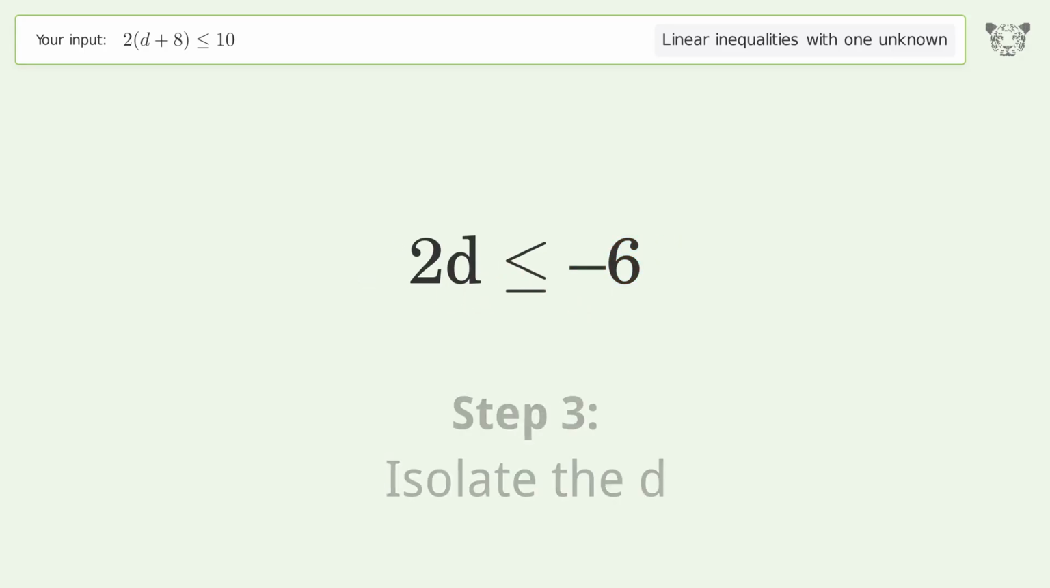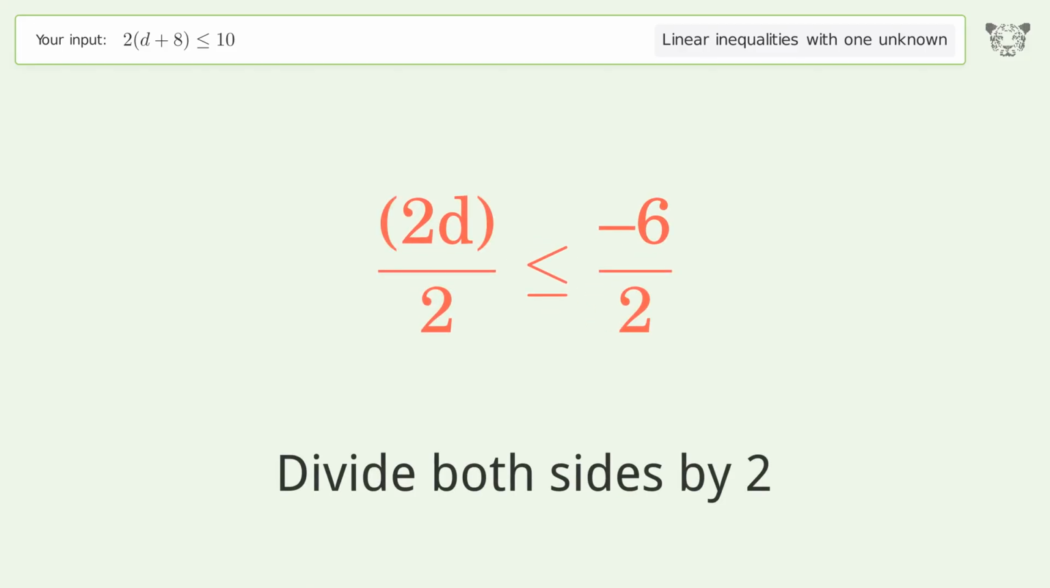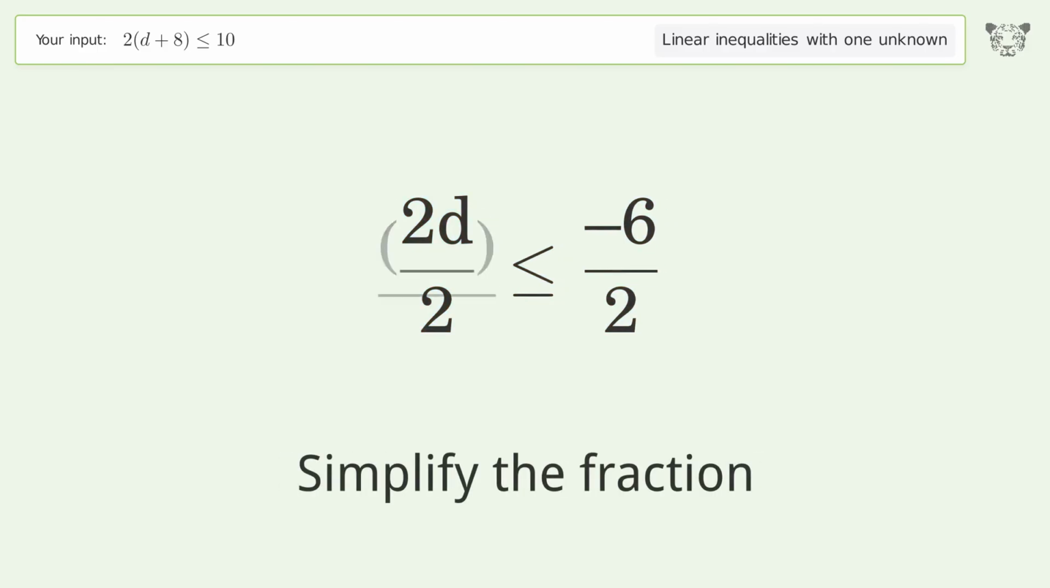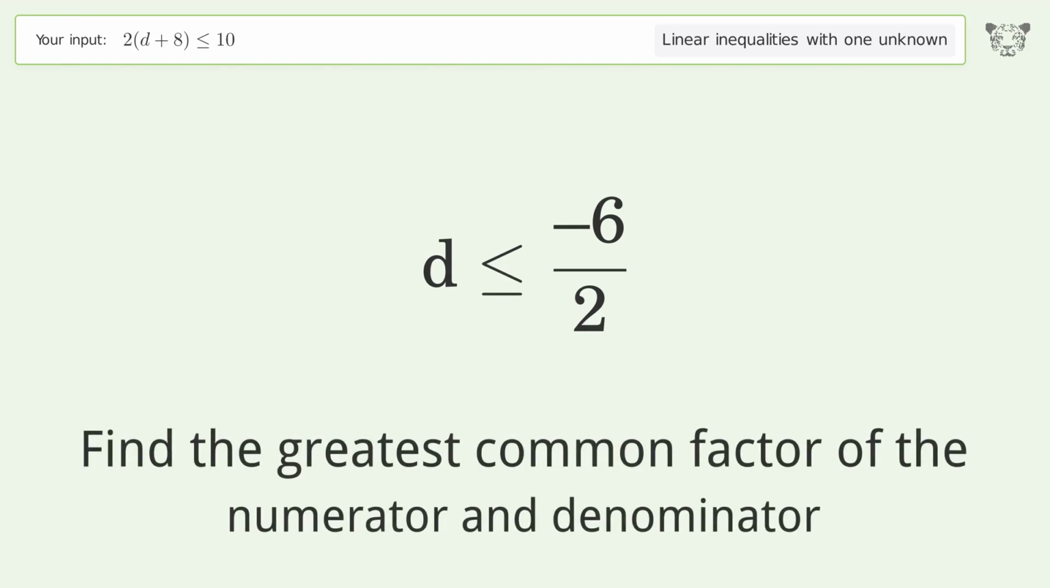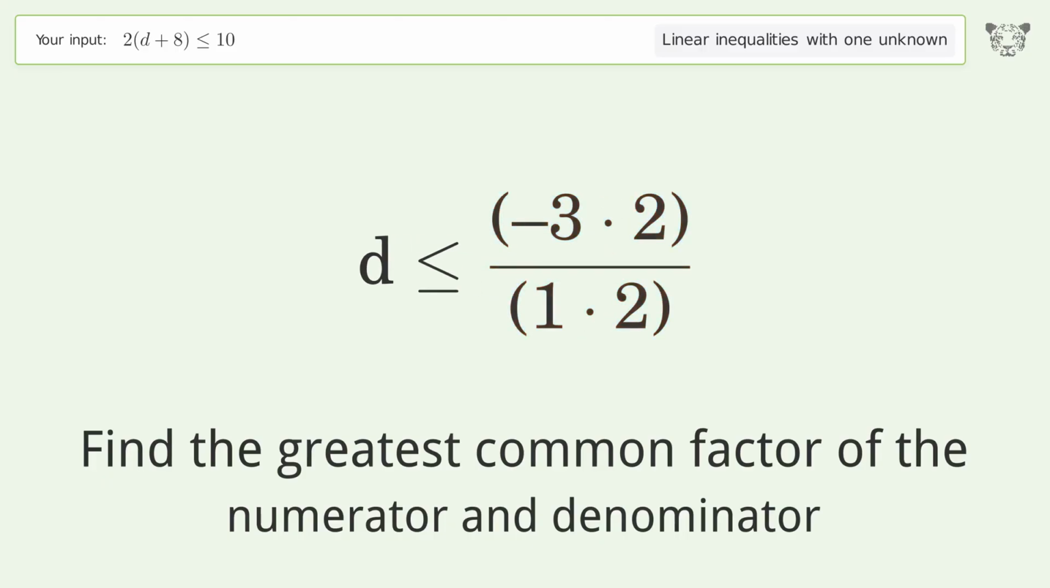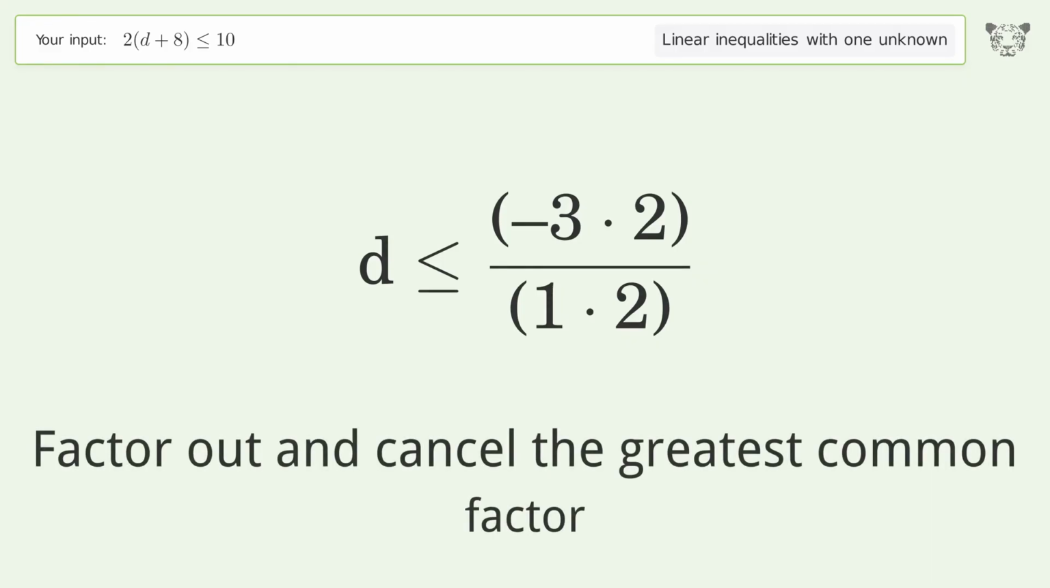Isolate the d. Divide both sides by 2. Simplify the fraction. Find the greatest common factor of the numerator and denominator. Factor out and cancel the greatest common factor.